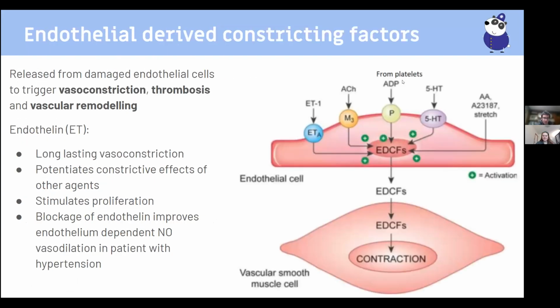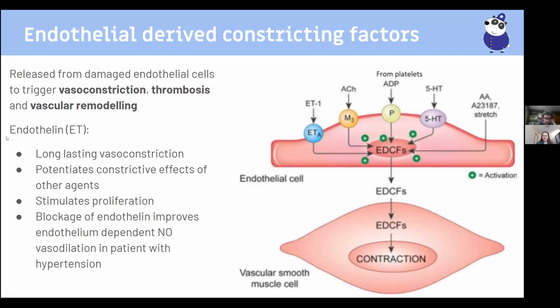Endothelial derived constricting factor is a factor, now if we look at the other side, that is involved in constriction, thrombosis, and vascular remodeling. If you remember, if you have a cut, you vasoconstrict, you thrombose, and you vascular remodel. This is part of a healing inflammatory process, and it's really important. So while we've talked about how good nitric oxide is, when you're injured or cut, then this is all really important to making you heal.